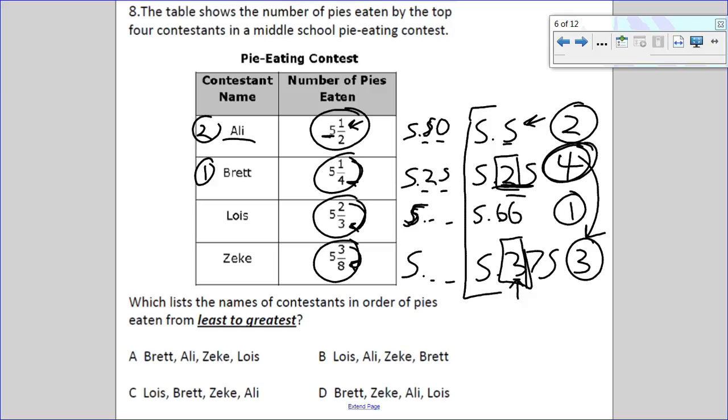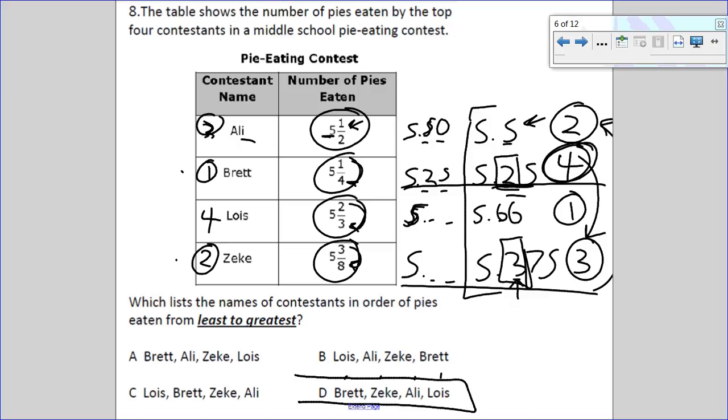Right? Because we started at. No, I was right. Yeah, smallest. So, excuse me. Brett was the smallest. Okay, the smallest pie, so he's going to be first. Okay, the next smallest is going to be Zeke. Then the next smallest after that is going to be up here. It's going to be Ali. And then finally Lois. So it's going to go Brett, Zeke, Ali, Lois. Well, do we see that? Do we see Brett, Zeke, Ali, Lois? It looks like we do.